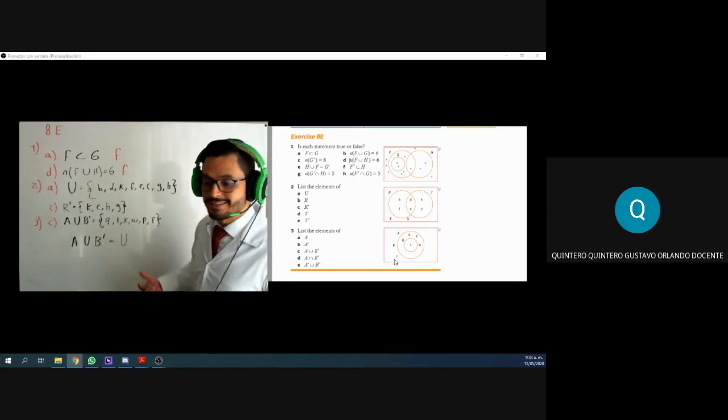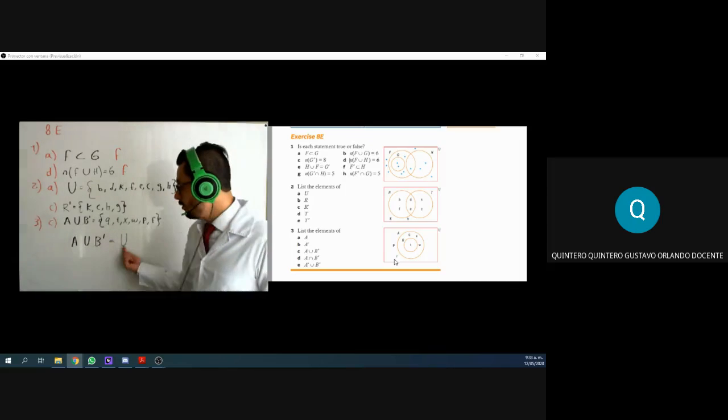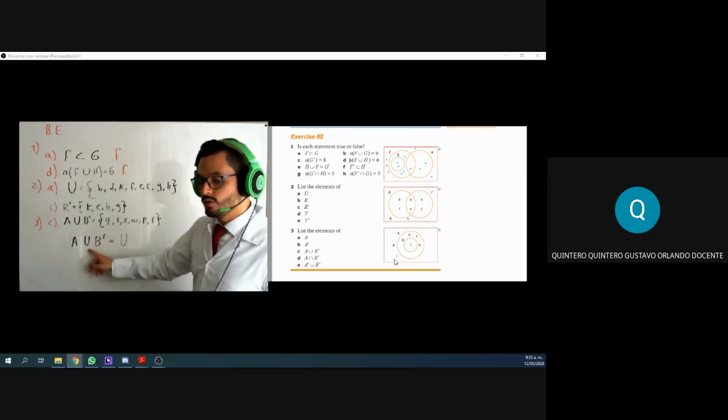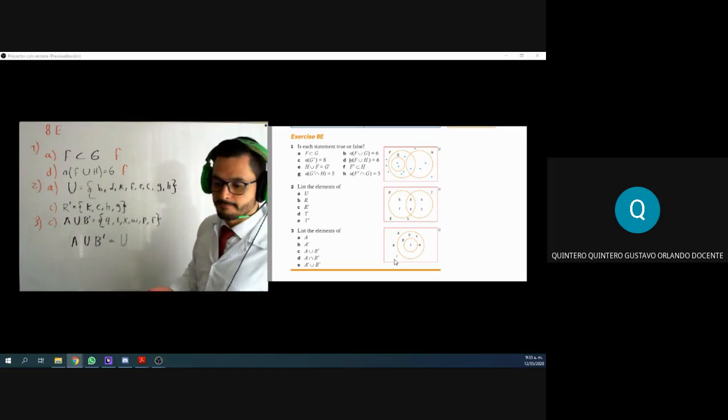Honestly, they are written the same way. Both of them are used. Now, I like to do my union a little bit bigger, but the universal set, since it is a capital letter, is also bigger. So how do you recognize them?